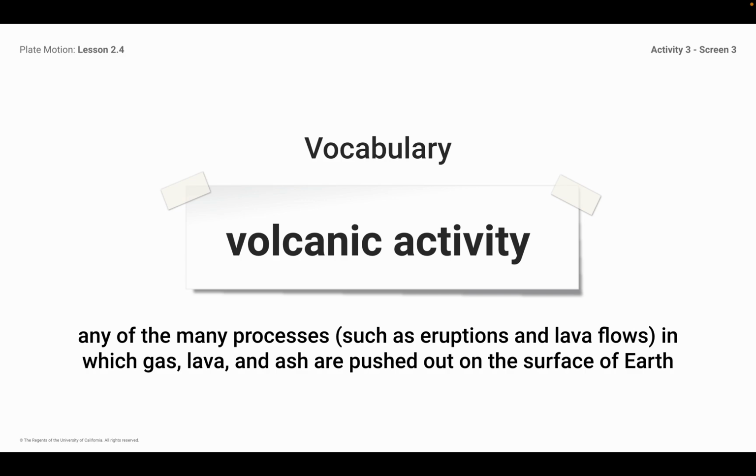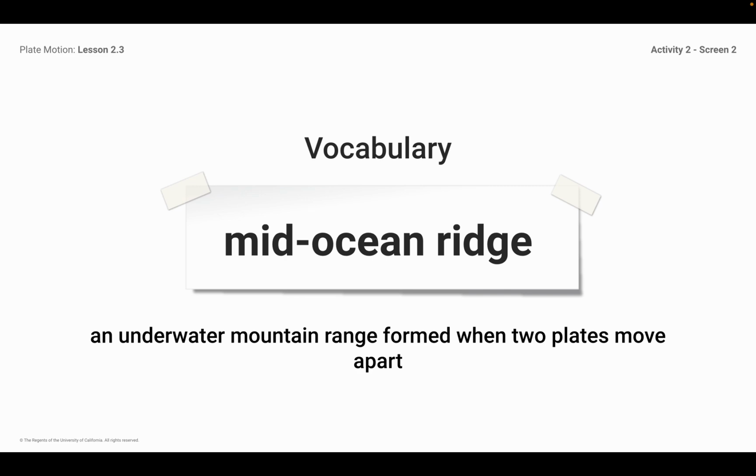The next word is volcanic activity, and you read in the article that there may or may not be volcanic activity at one or both of those plate boundaries. Definition of volcanic activity: it is any of the many processes, such as eruptions and lava flows, in which gas, lava, and ash are pushed out onto the surface of Earth. And then the last vocab term that we're going to preview today is the mid-ocean ridge. Mid stands for middle of the ocean, ridge. This is an underwater mountain range that forms when 2 plates move apart. It's an underwater mountain range formed when 2 plates move apart.